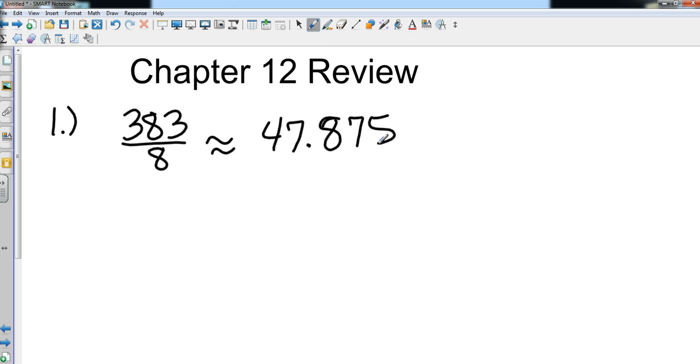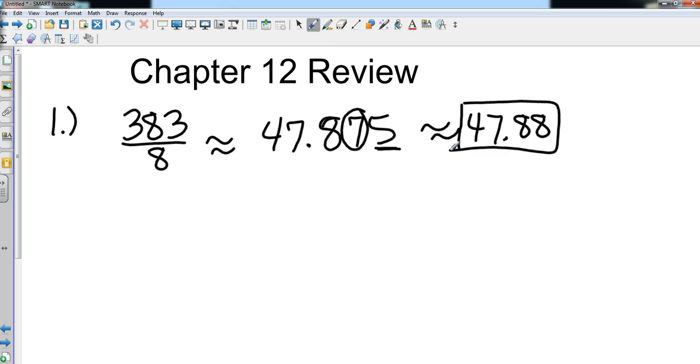47.875. And our instructions tell us to round to the nearest hundredth. So this is the hundredths place. That 5 tells us it needs to go up. So that's going to be approximately 47.88. Question number 1.